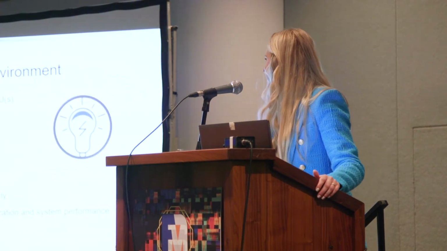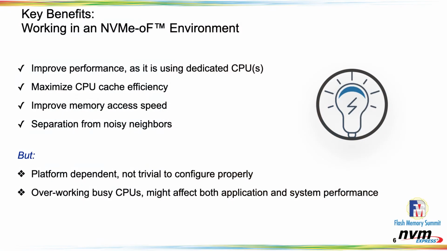So after we've talked about what core affinity is, let's talk about the key benefits while working in an NVMe-oF environment. As we know, overall, the fabrics layer allows us to use a scalable transport layer that is able to separate the storage from the compute nodes. And once we use CPU pinning, we can maximize cache efficiency and improve both the memory access speed, because we are already in the desired NUMA node, and also SSD access, because we are already in the right place and will not need to pass through the QPI.